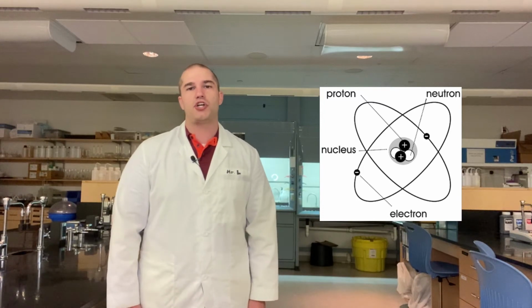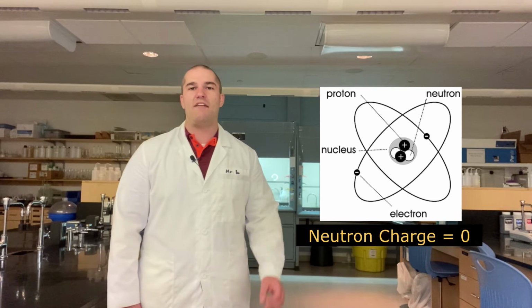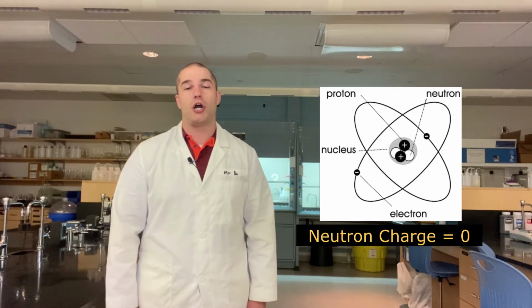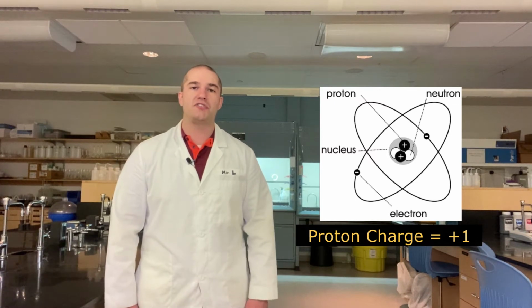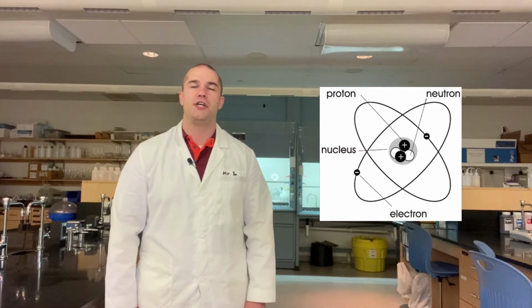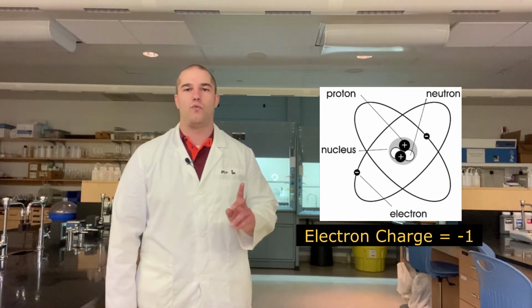So let's talk about the charges of these three particles. Neutrons are neutral, so they have a 0 charge or are uncharged. Protons are positively charged, so we say for every proton we have a +1 charge. And electrons are negatively charged, so for every electron that we have in the atom, we say that this is a -1 charge.